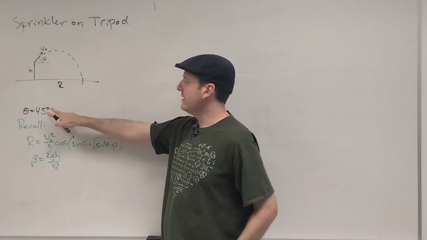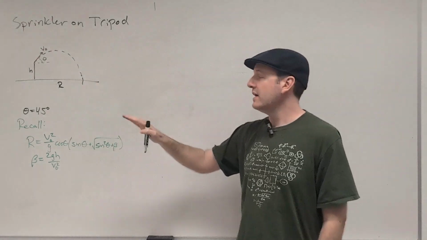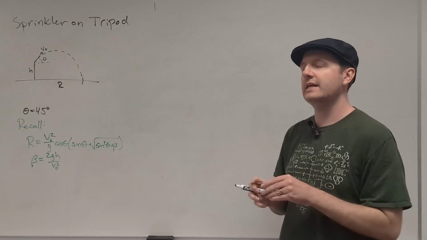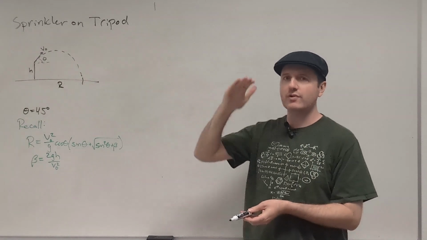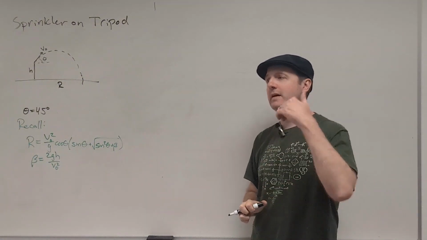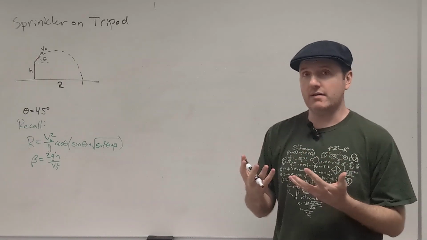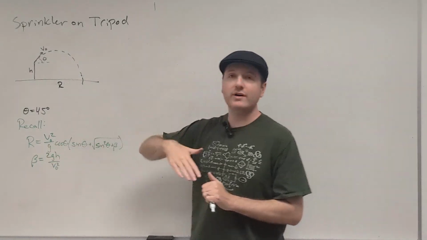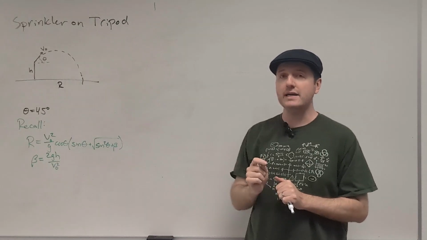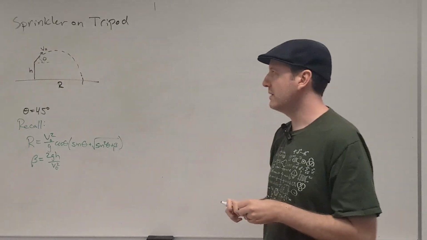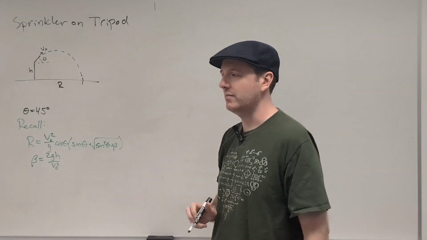Let's also assume, just for kicks, that we're fixing this angle theta at 45 degrees. We're really interested in how high I should make the tripod to water the most possible area. Now, kind of obviously, making beta bigger will make r bigger, so you should put it as high as humanly possible, right? Normally, yes. But we have something extra that's coming from fluid mechanics in this problem.